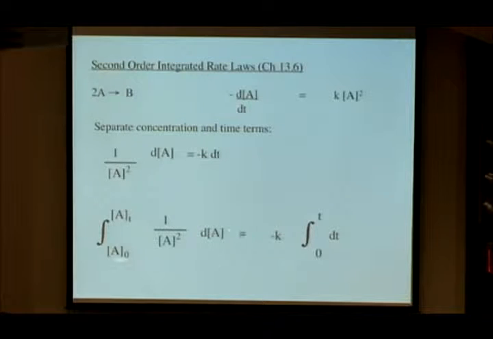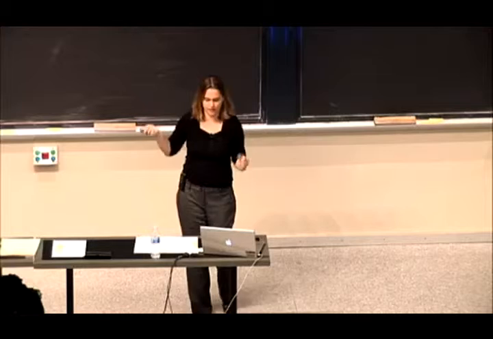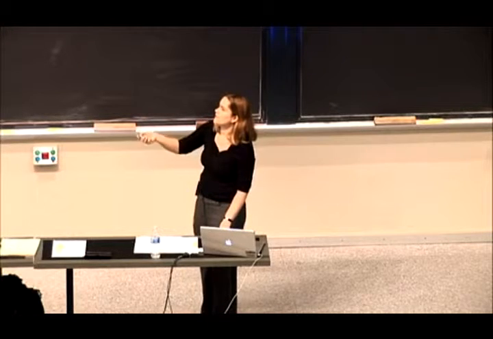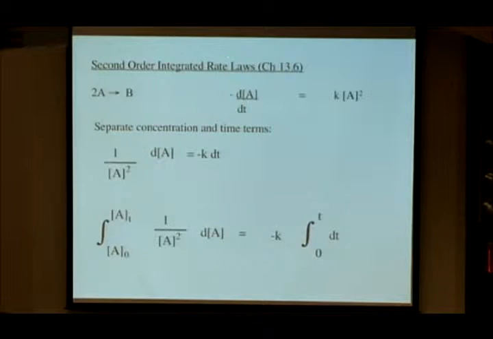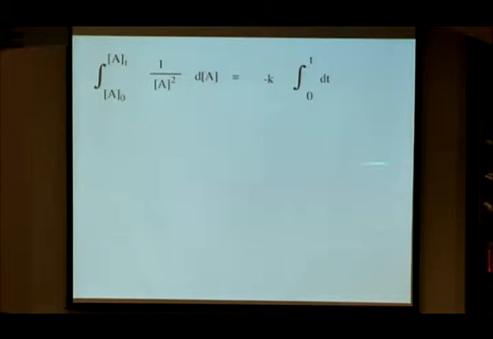So we can integrate from the original concentration of A to the concentration of A at some time t. And then we'll also integrate from 0 time to that time t on the other side. Now I'm going to take this expression and just bring it up to the top of the page. So that's the exact same expression. Nothing has happened. And now we're going to solve that integral.